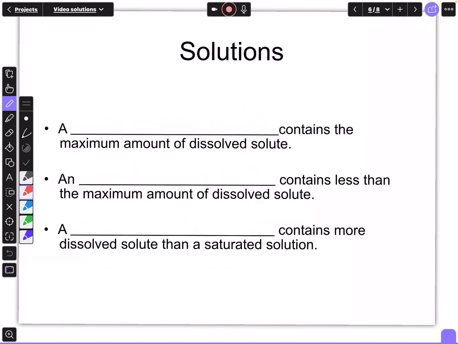Now, there's three main types of solutions, or the way we describe solutions. The first is what we call a saturated solution, and that contains the maximum amount of dissolved solid. What that means is if you had a saltwater solution and kept adding salt to the point where no more salt can dissolve, that solution is considered saturated.